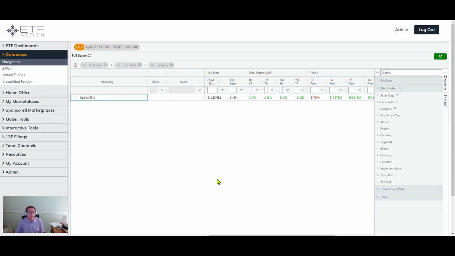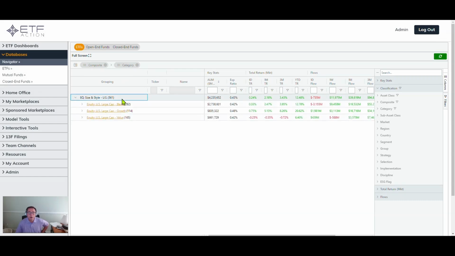So to redo my groupings, first thing I want to do is keep that composite level in there, but I don't need asset class. I already know that I'm looking at equities, so I'm going to get rid of asset composite. I also don't need category because I don't need to know what category it's grouped in. I want to look at the more detailed factor grouping. So I'm going to go ahead and remove category.